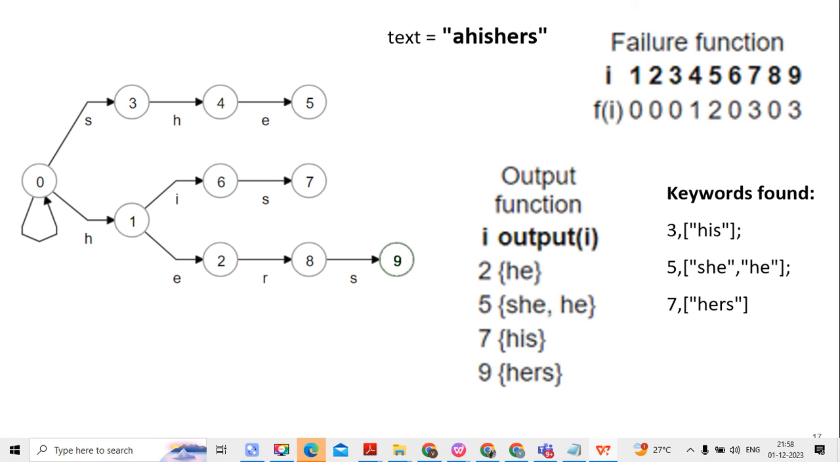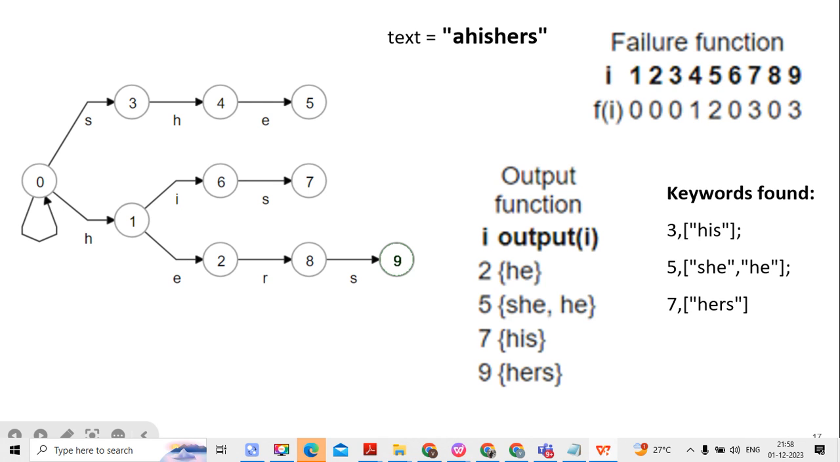Now for the output function, when 2 is there, we are getting one pattern, HE. When 5 is there, we are getting the pattern SHE, and HE also. When 7 is there, we are getting the pattern HIS, and when 9 is there, we are getting the pattern HERS. Now our text is given, AHISHERS. Then the Aho-Corasick algorithm finds the patterns simultaneously.